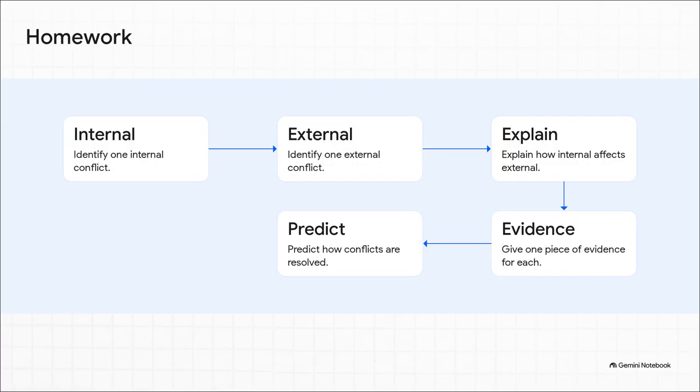To practice this, here's your assignment. Go ahead and grab your notebooks. Based on your current reading, here's what you need to do. Step 1, identify one internal conflict. Step 2, identify one external conflict. Step 3, explain exactly how that internal struggle affects the external one. Step 4, back it up with solid evidence from the text. And finally, Step 5, predict the resolution. Let's see you really apply what we've learned today.